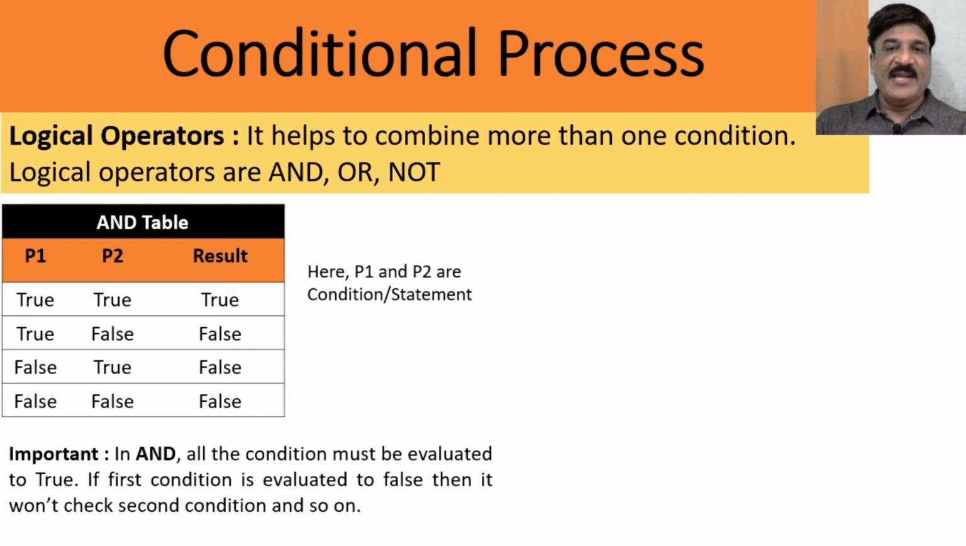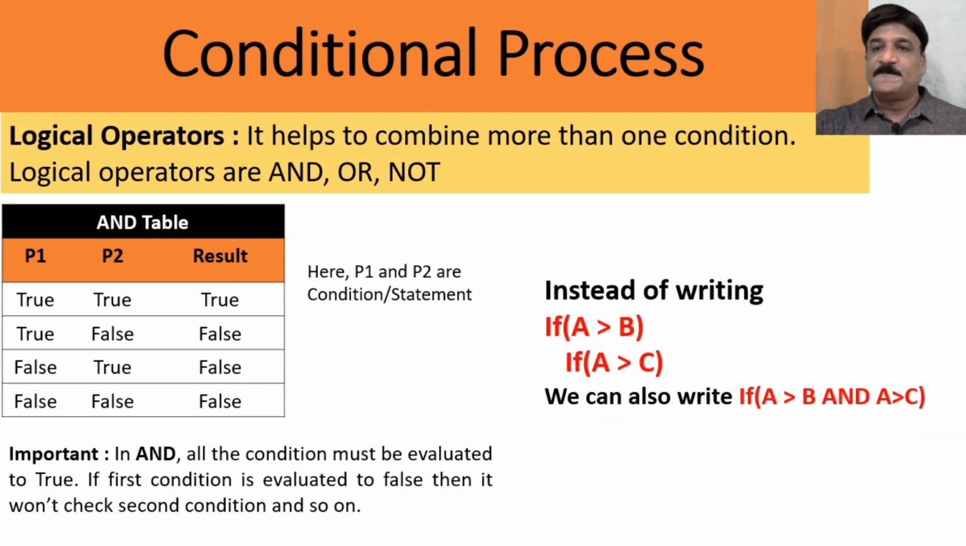So in AND, all the conditions must be what? True to get the overall result as true. That is the most important thing. If any one of the conditions is false, then overall result is what? False. Okay, so we will see the examples now. Instead of writing if A is greater than B and if A is greater than C, that we have written in our algorithm, we can also write what now? If A is greater than B and A is greater than C.